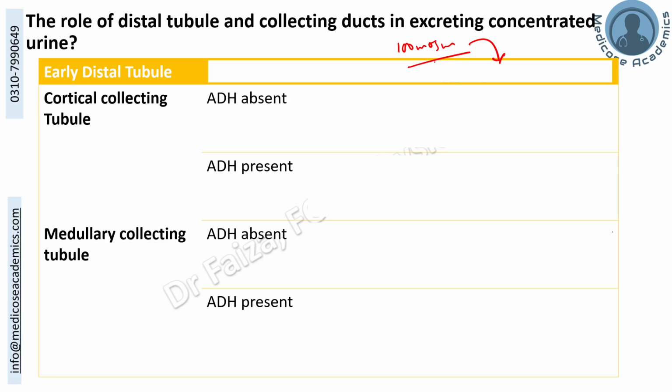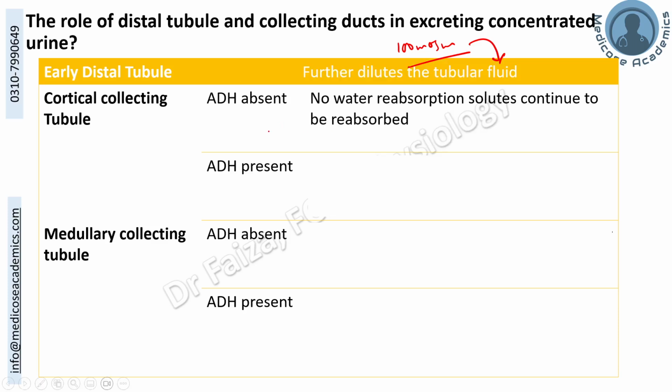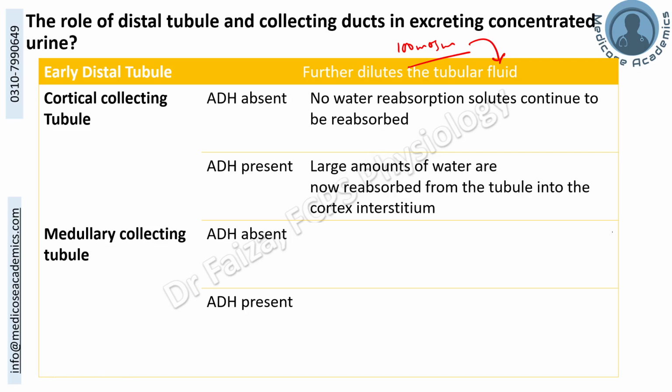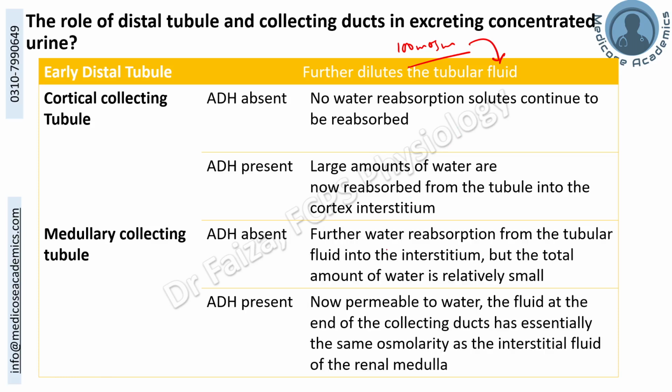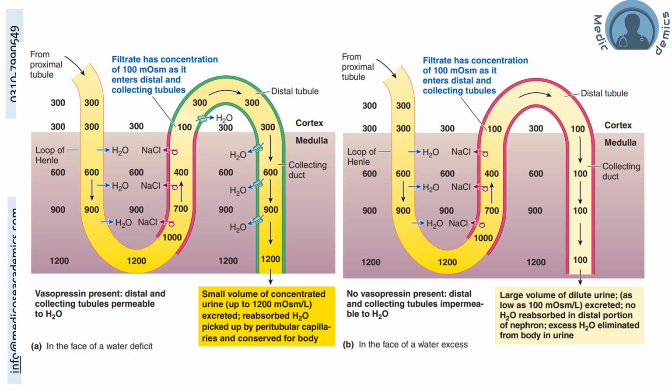Now let's see. If this fluid descends down and ADH is absent, water will not be reabsorbed and will be left behind. A dilute urine will be formed. But if ADH is present, a large amount of water will be reabsorbed from the tubule into the cortex interstitium. Similarly, in the presence of ADH, the medullary collecting ducts will become permeable, increasing the water reabsorption and making the tubular fluid more concentrated. And in this image, you can appreciate this.